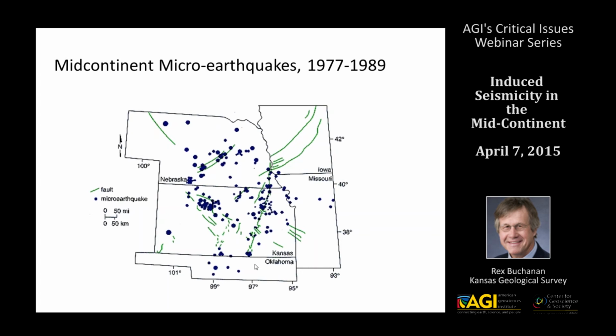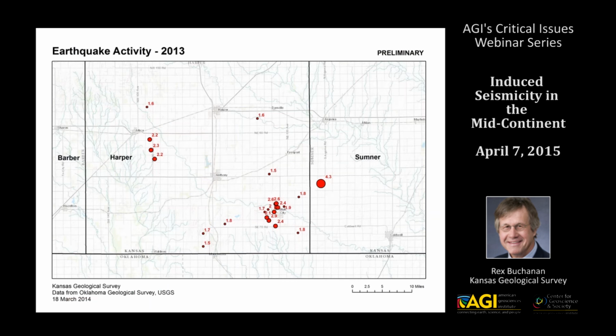I'll call your attention especially to this part of the state down here along south central Kansas, because that's really the area that we'll be talking about from now on. And we'll go to the next slide, which will show earthquake activity, and really we'll focus for almost the entire rest of the time here on really two counties in south central Kansas. We're right down along the Kansas-Oklahoma border. These are Harper County to the west and Sumner County to the east.